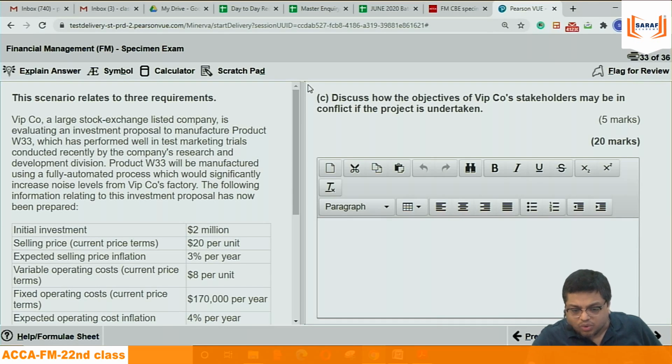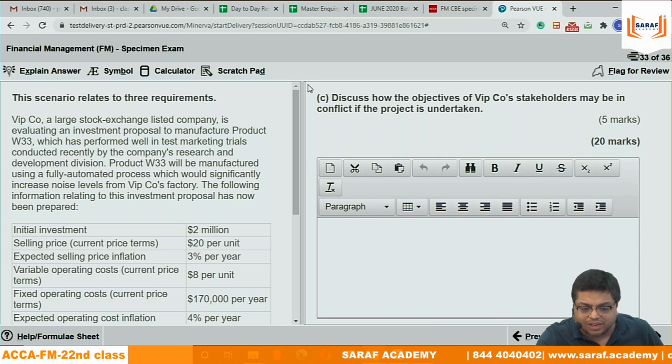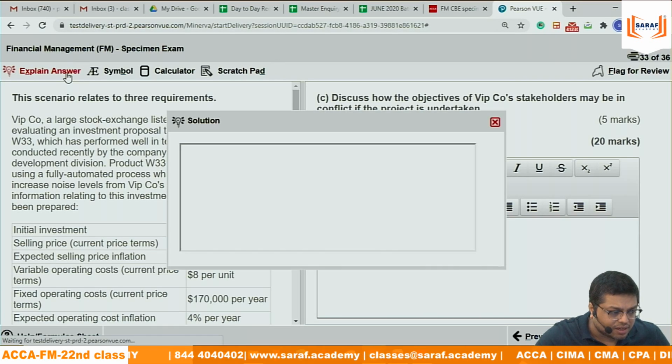If anybody doesn't want to write this, it is not a problem, because everybody has their own style of writing. At the same time, it is 5 marks. So 7.5 to 8 minutes I will be writing the answer. In place of 8 minutes, I cannot write 15 minutes because then again I will not be able to complete the paper. Let's see what they have written, how they have written.